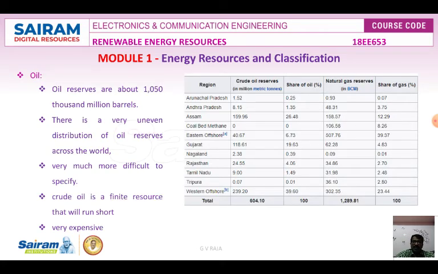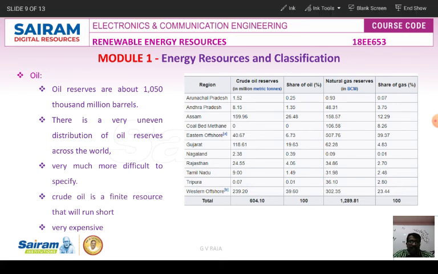Energy resources, in that oil reserves nearly 1015 thousand million barrels are reserved. Any time a shortage comes, these countries will provide this based upon the demand. There is uneven distribution of the oil reserves across the world. The crude oil is a finite resource. It will run for a shorter time. This is very expensive.